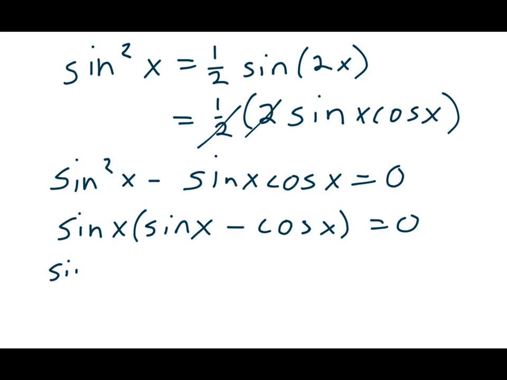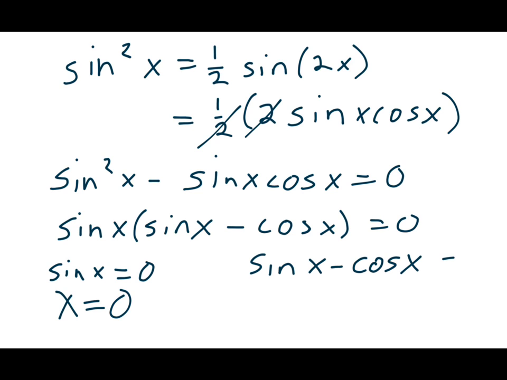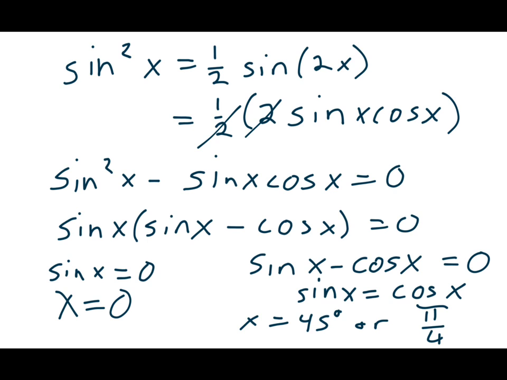And then sine of x equals 0 gives you x equal to 0 using the sine inverse, and then sine of x minus cosine of x equal to 0. That's sine of x equal to cosine of x, and the only place that is true is when x is equal to 45 degrees or pi over 4 radians. Okay, on the next one we're going to have to use the quadratic formula. It's similar to the second example I did. Let's do cosine of 2x equals 4 cosine of x minus 2.